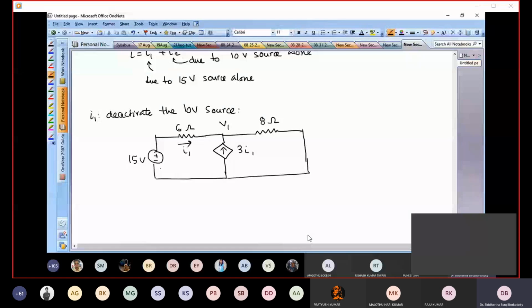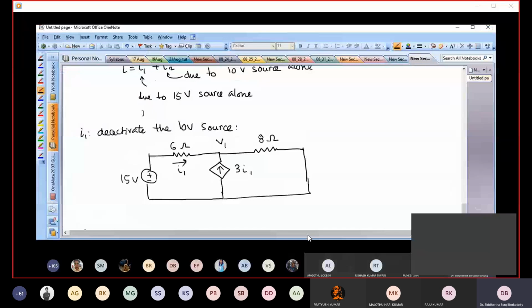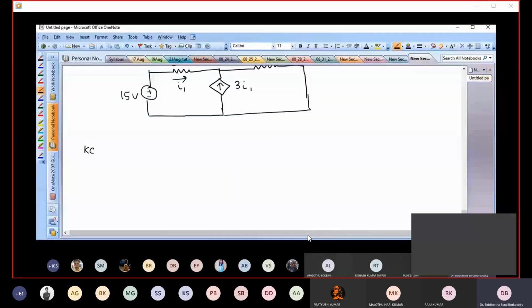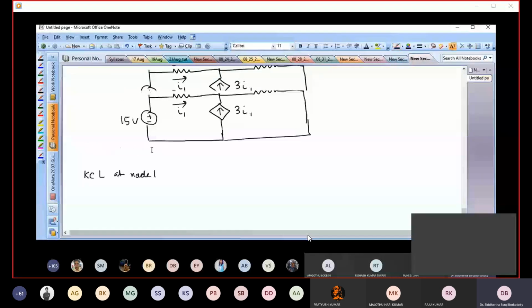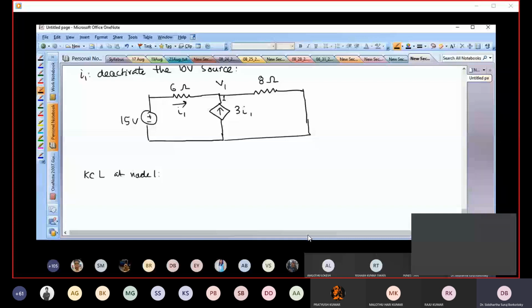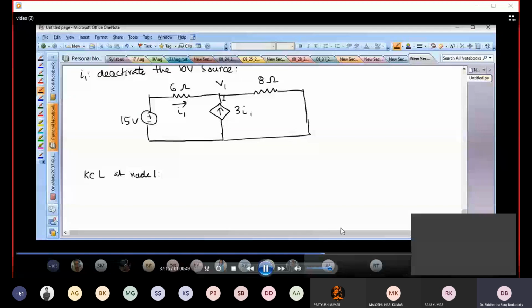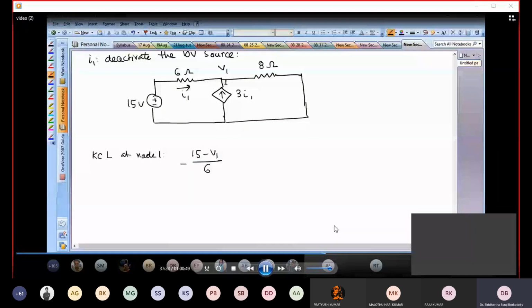Now if I again write the KCL at V1, KCL at node 1, and what is node 1? Node 1 is this. If I write down the KCL at node 1, I have 15 minus V1 by 6. That's the current moving into V1. So this time I'm saying this, moving into V1. Any current entering the node, I'll give it a negative sign.